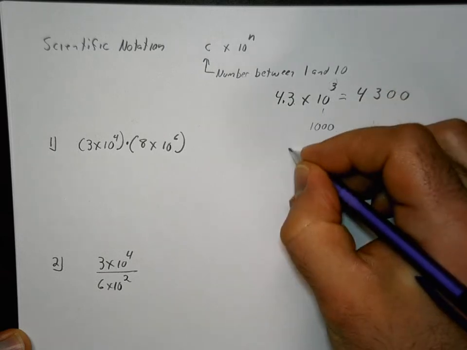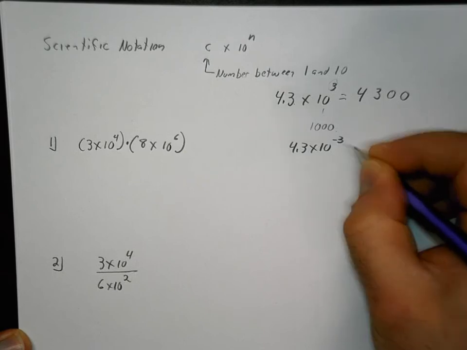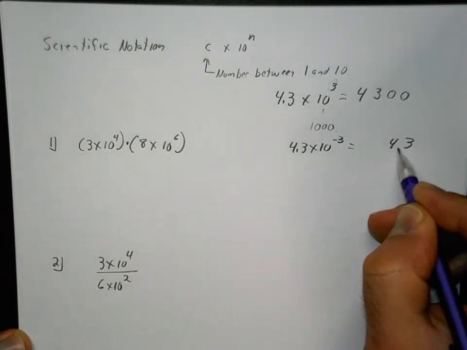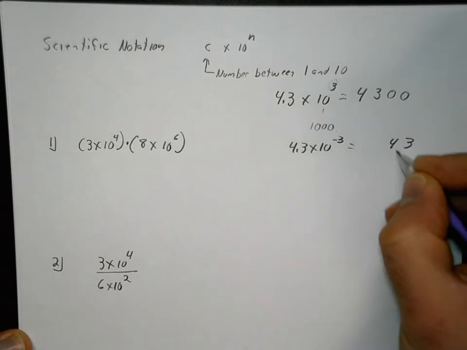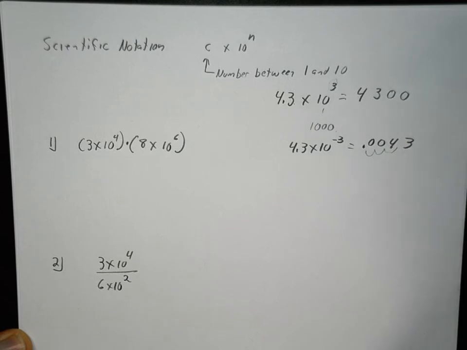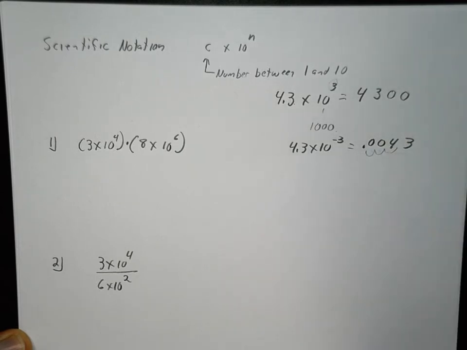If it is a negative exponent, let's say it was 4.3 times 10 to the negative third, then we move the decimal 3 spaces to the left. So it would be 1, 2, 3. So we'd add the 2 zeros there, and it would be 0.0043.